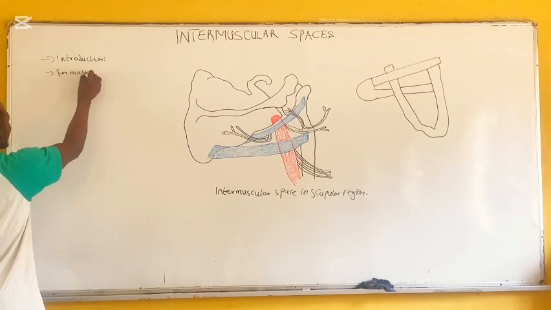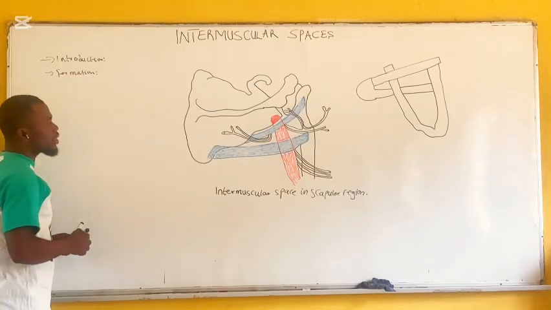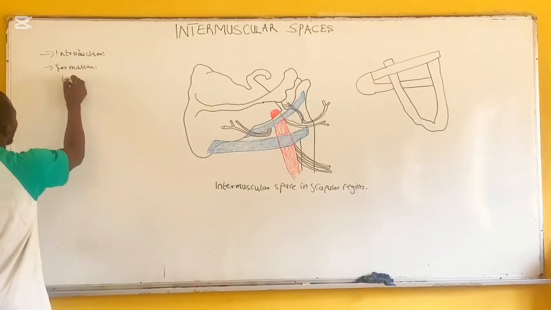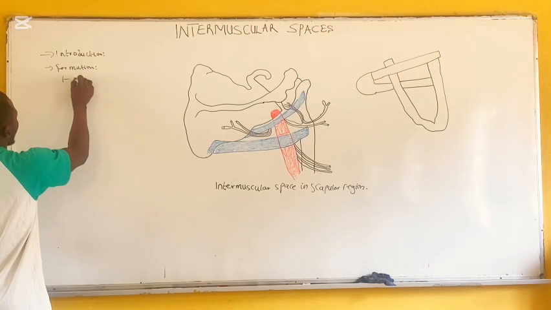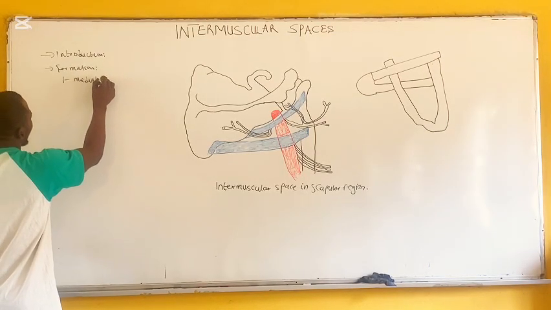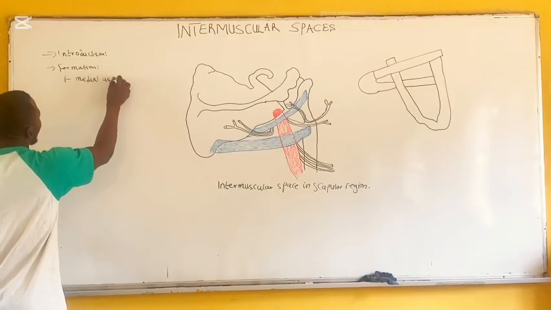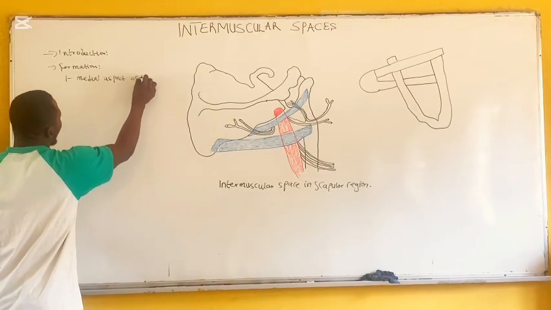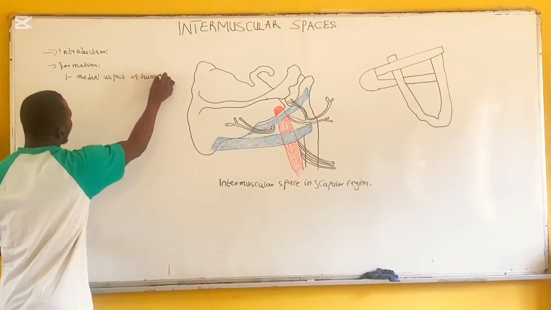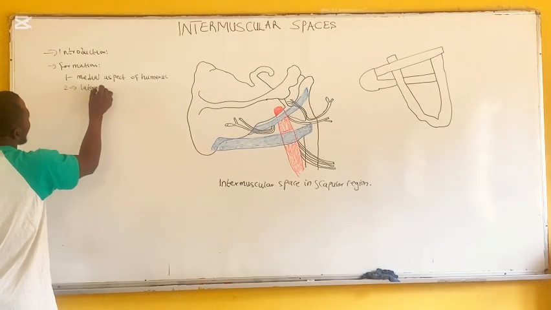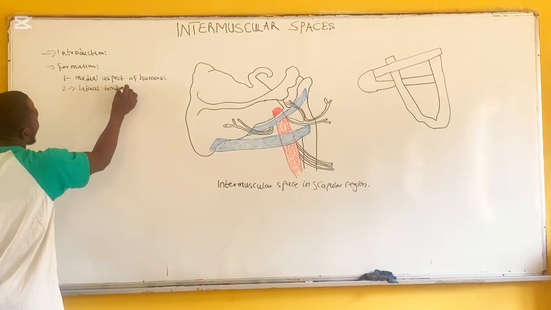Formation. Intermuscular spaces are formed by the following. 1. Medial aspect of humerus. 2. Lateral border of scapula.